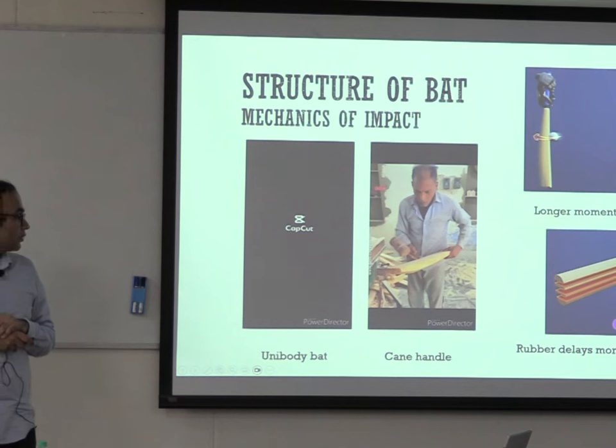Now, what we usually use is a cane handle bat in which the handle is separated from the bat and it is joined using an adhesive. So we'll try to see this.